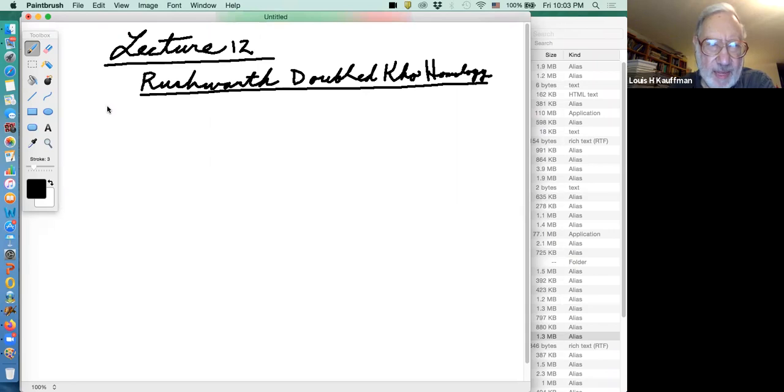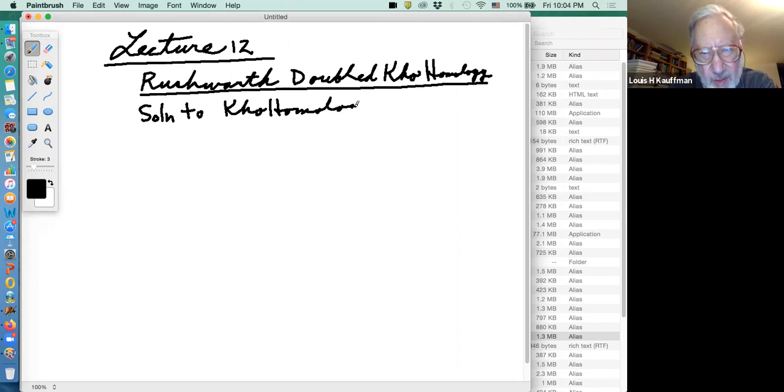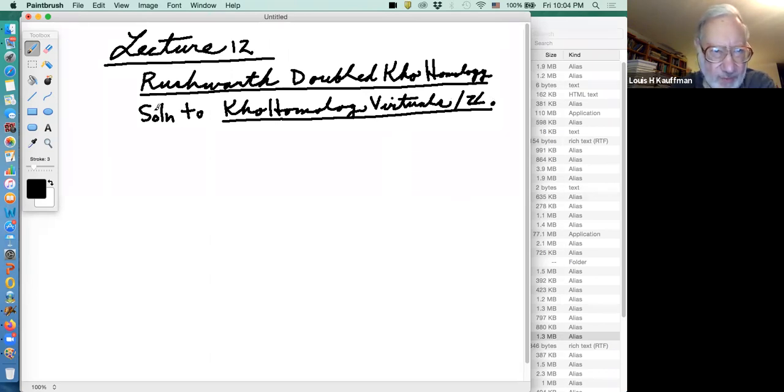So this is a solution to Khovanov homology for virtuals over the integers. And it's a different solution than Manturov's, or the one that we modified from Manturov, which we've talked about some.